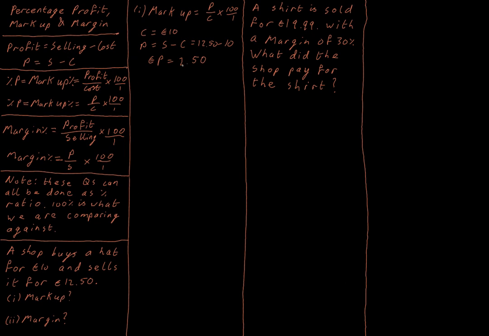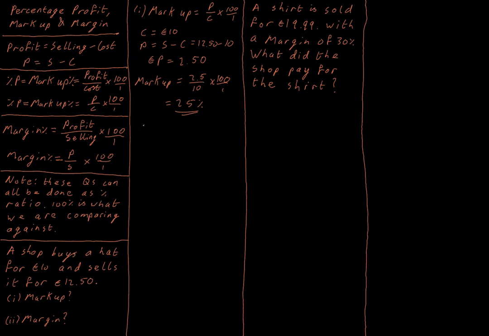So then my markup, I now have the two pieces of information I need for my formula. My markup is going to be 250 or 2.5 divided by 10 multiplied by 100 over 1. So my markup was 25%. And remember, this formula gives us our answers directly as a percentage. This is a fraction or a decimal if we put it in the calculator, and multiplying by 100 is how we convert it to a percentage. So this directly gives us a percentage answer.